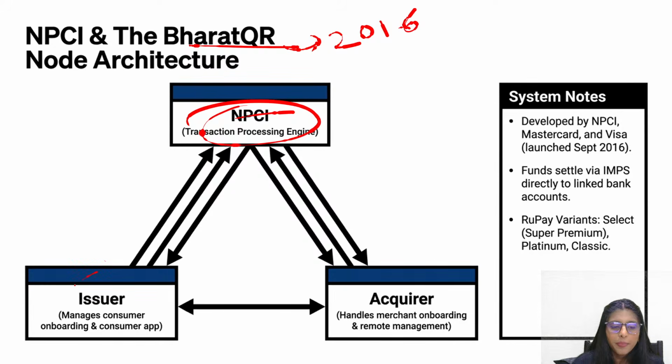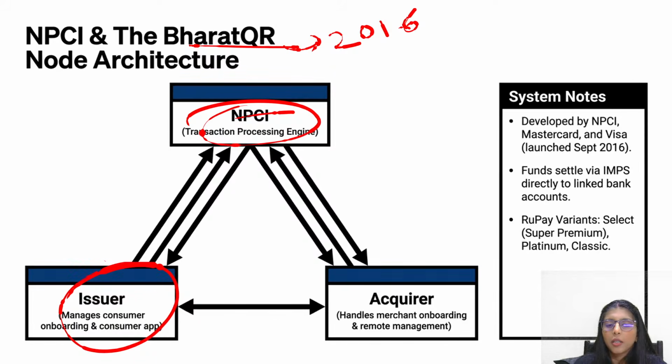Issuer. The issuer manages consumer onboarding and the consumer app. Basically, it issues a card or account to the customer, maintains the customer account, verifies the customer balance and authentication, and manages the customer mobile banking app. So this is the issuer. Then the acquirer basically onboards the merchant, provides the QR code to the merchant, receives payment on behalf of the merchant, and handles the merchant settlement, onboarding, and remote management. If the merchant account is with HDFC Bank, then HDFC Bank acts as the acquiring bank.